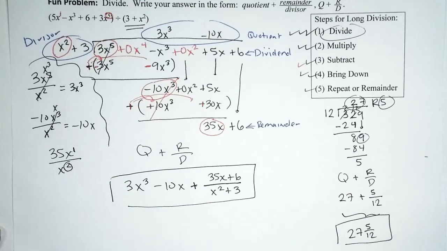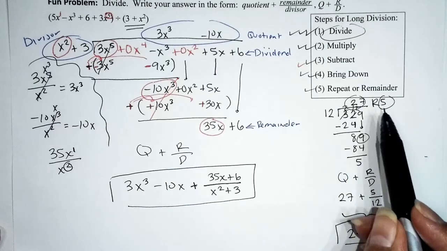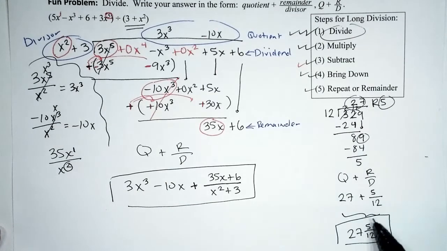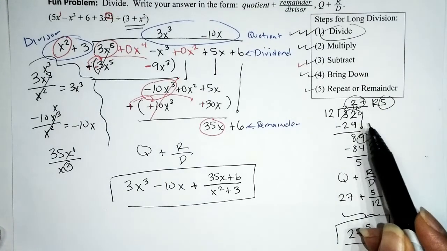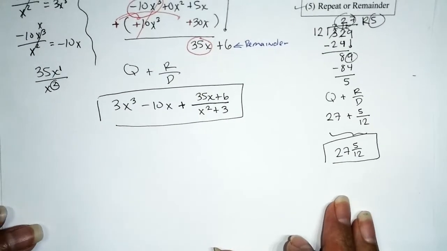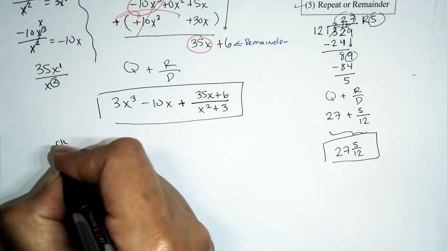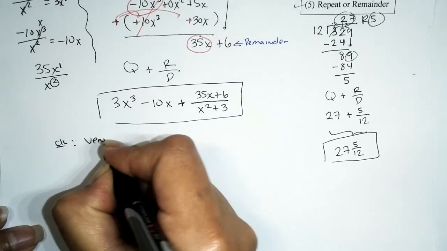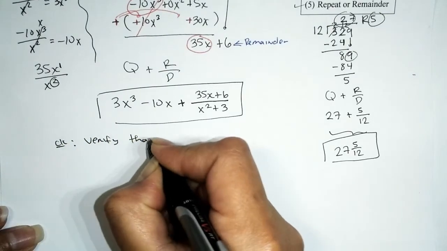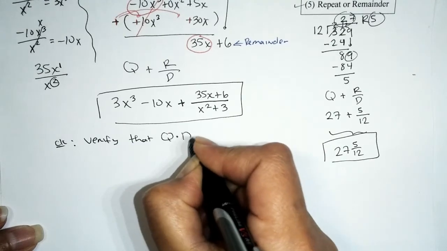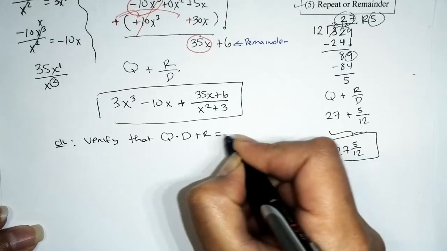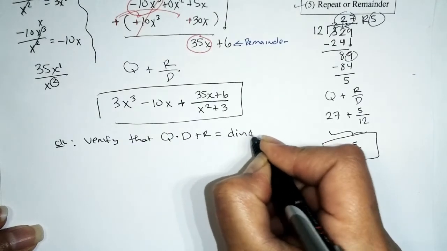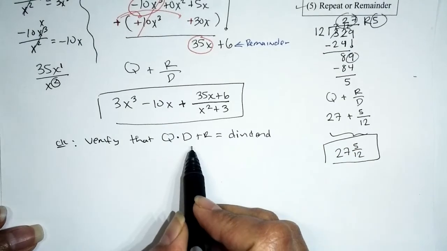How will we check it? Same way we do with our whole numbers. Quotient times divisor plus remainder should give us the dividend. So let's go ahead and do that. We're going to verify that quotient times divisor plus remainder equals dividend. I write the word dividend because I don't want to put another D.